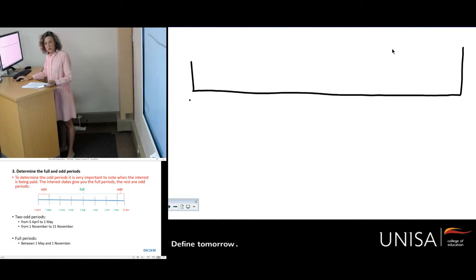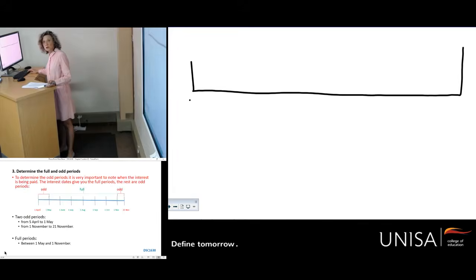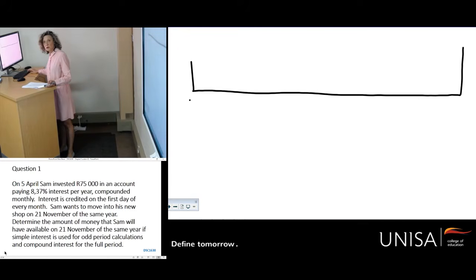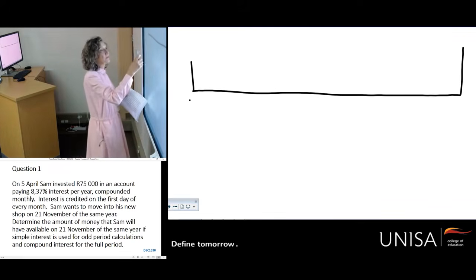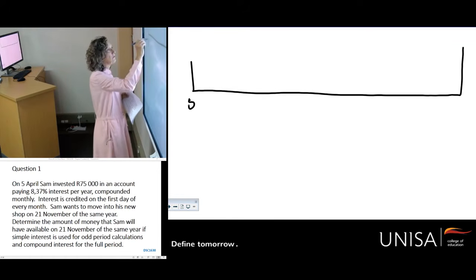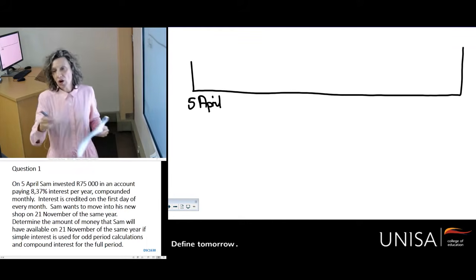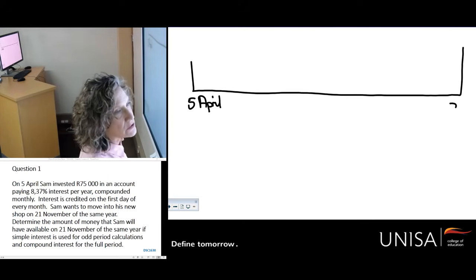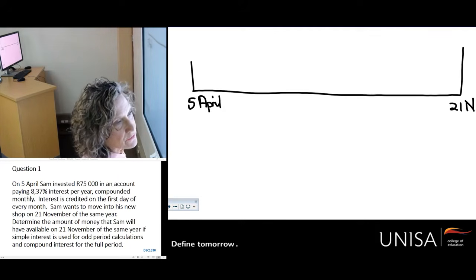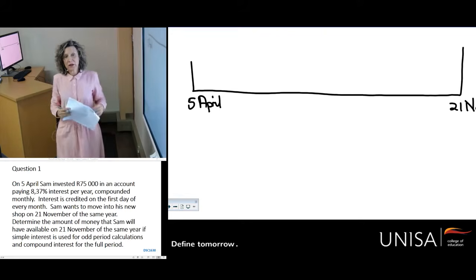Sorry guys, let's just get that. There we go. Okay. It starts on the 5th of April. So we'll write down our 5th of April. So that's the first thing we do. And then our last date, Sam wants to move into a new shop on the 21st of November. So that's the first step that we do. We enter our begin and our end date.